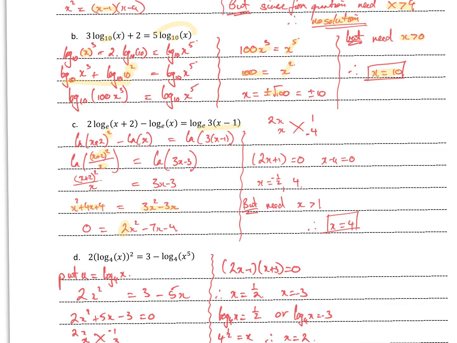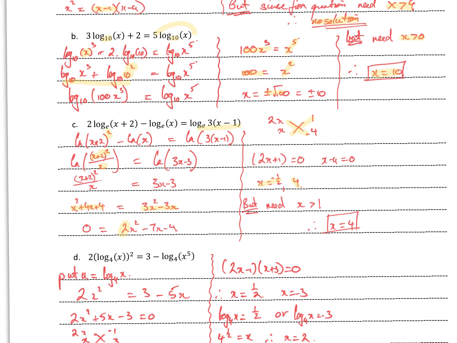A little bit of cross method there. 2x and x, 2x times x is the factors of the first term. 1 times negative 4 is what I'm looking for the factors of the second term. I'll just follow down the line there. 2x times negative 4 is minus 8x plus x times 1, which is plus x. So it gives me a negative 7x, which is my middle term. So I end up with 2x plus 1, x minus 4 equal to 0. So x is equal to minus a half and x is equal to 4.